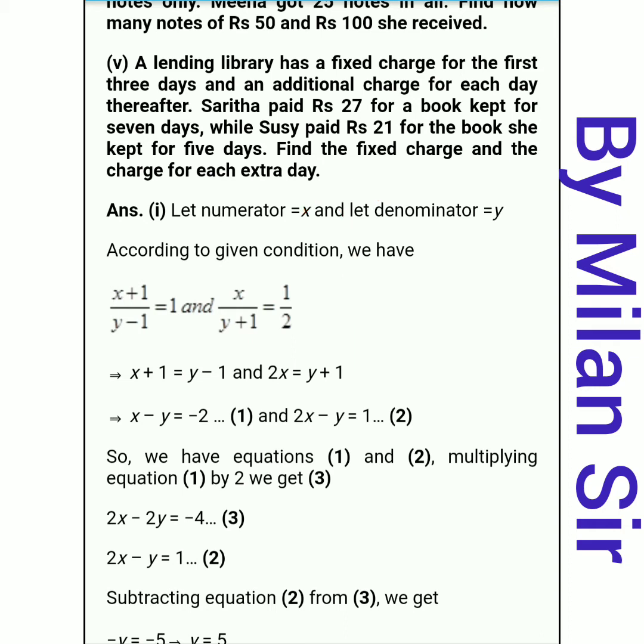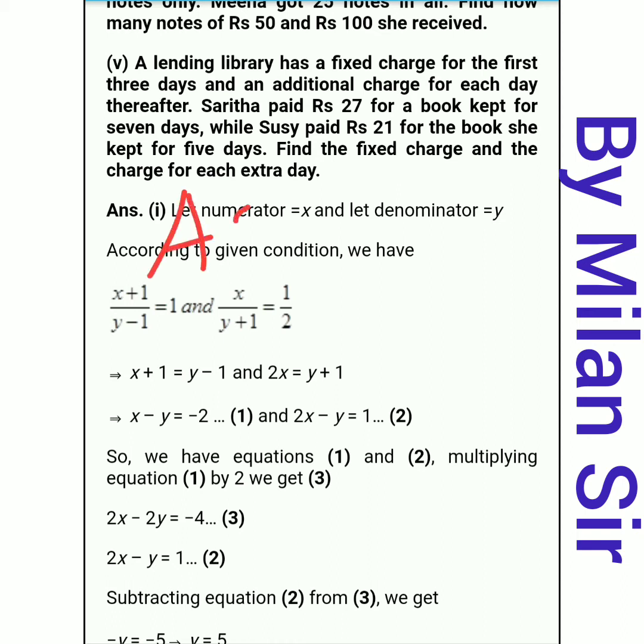Okay, so first of all, for the first 3 days the charge is fixed, right? If you take a book for 1 day, 2 days, or 3 days, you need to pay the fixed charge. But if you take the book for extra days, that means more than 3 days, then for those extra days you need to pay another amount, the charge for each extra day. So here we have two things, fixed charge and charge for extra days.